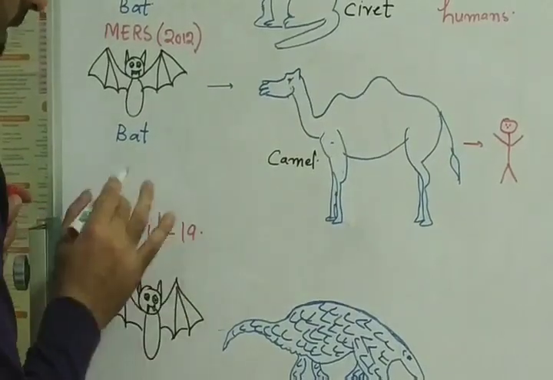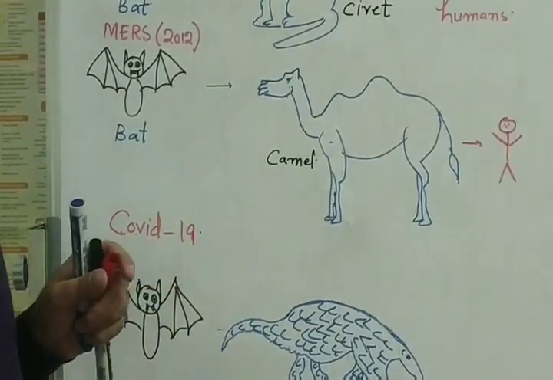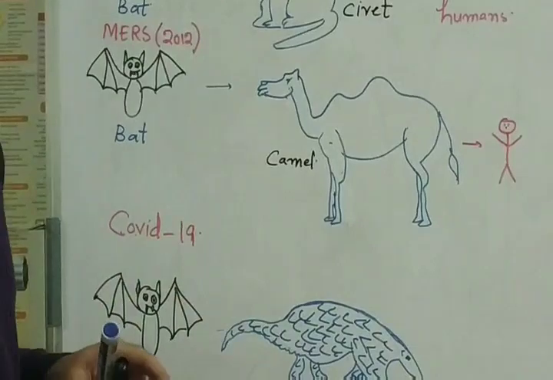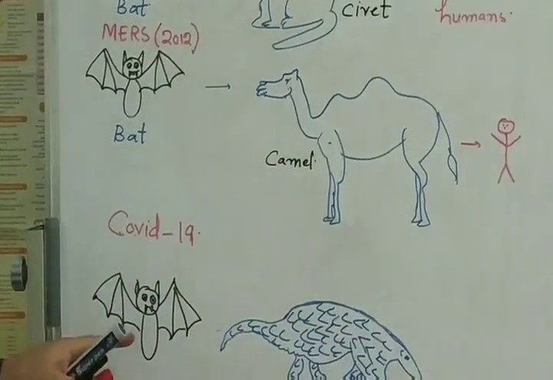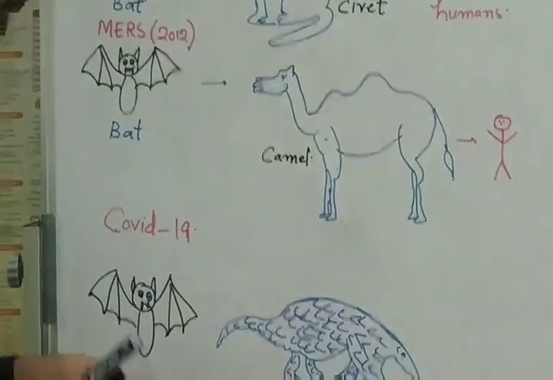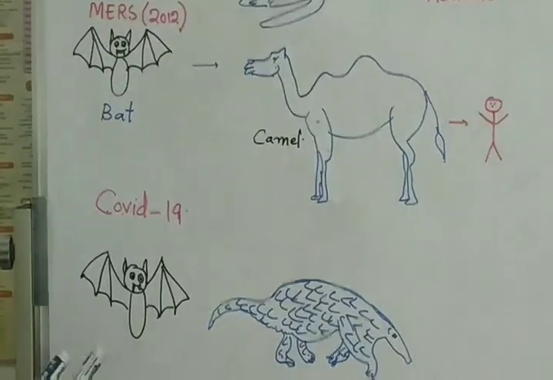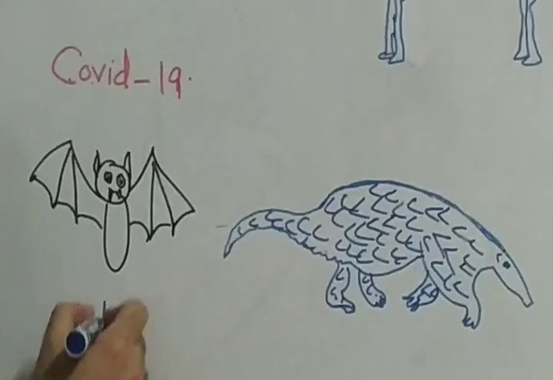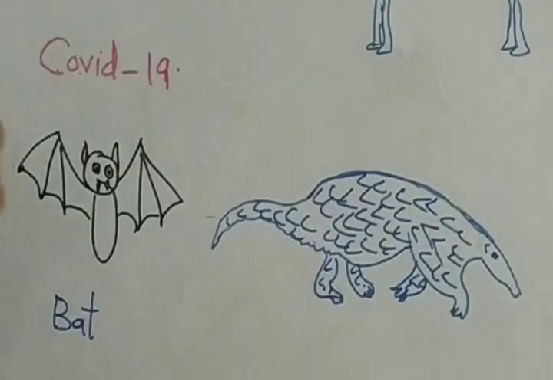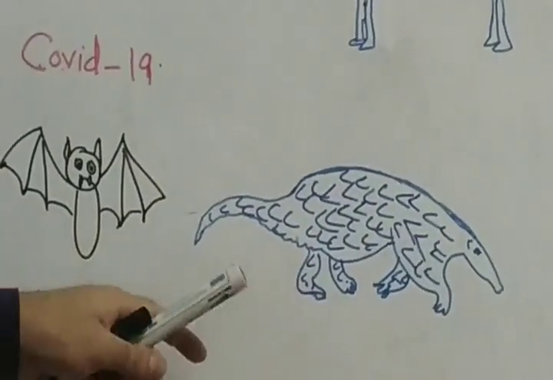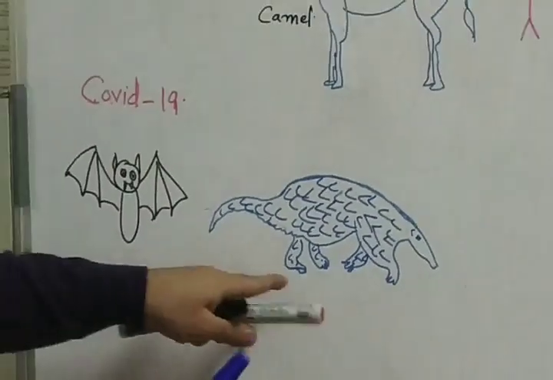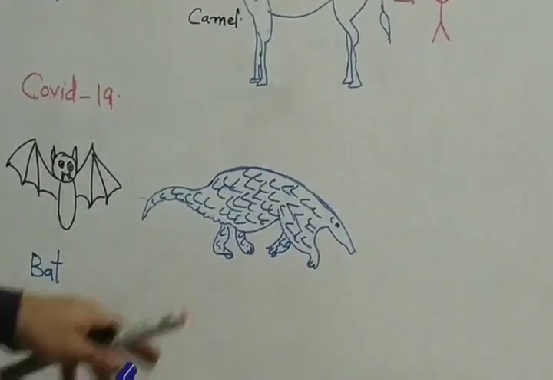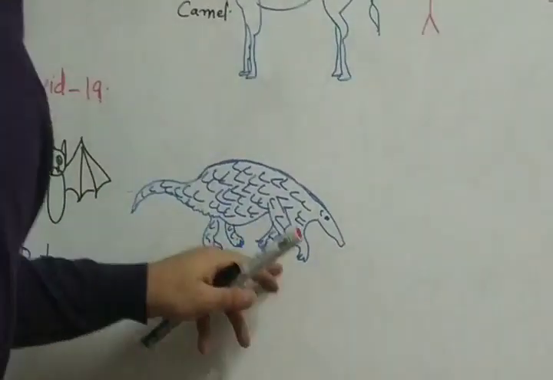Coronavirus disease 19, which happened in 2019. Same origin. What's the origin? It originates again from the bat. It originates from the bat and mutated in such a way that it gets transferred to the other host. What was the other host? The other host was a kind of animal called the pangolin.